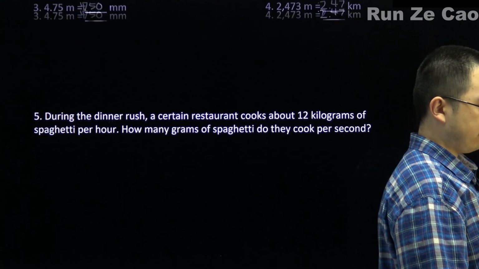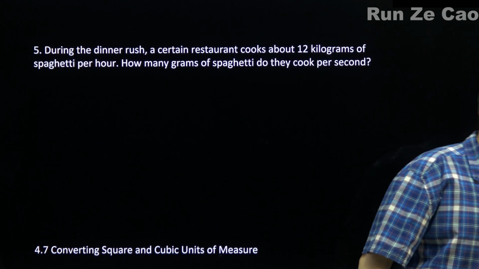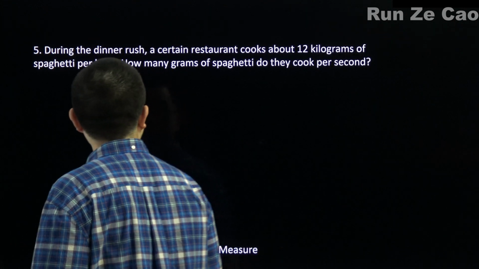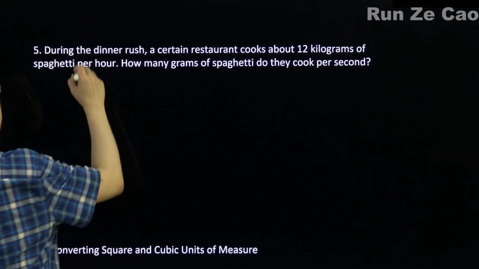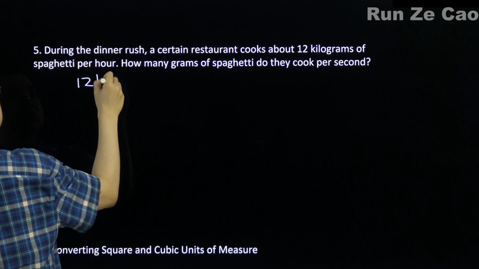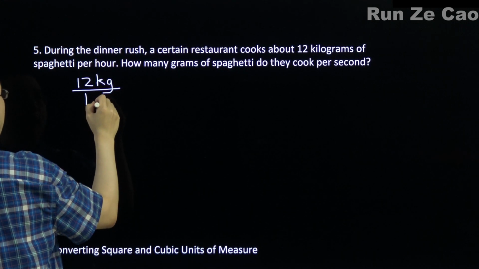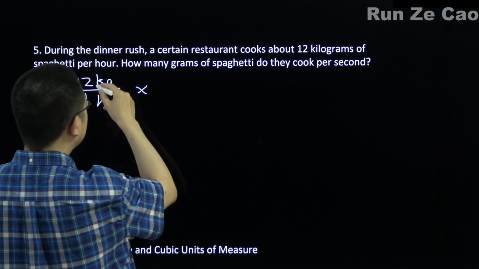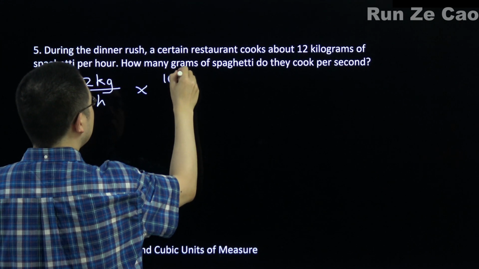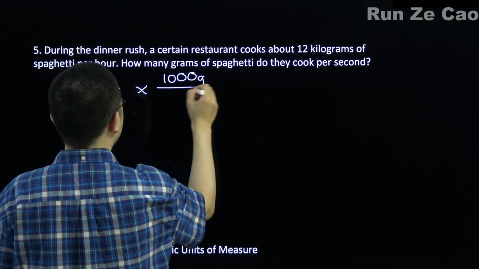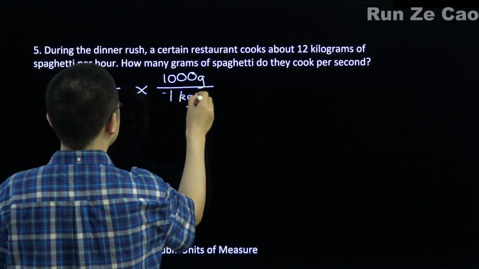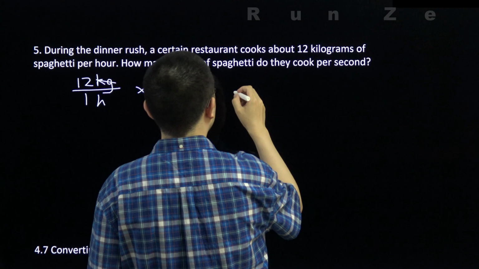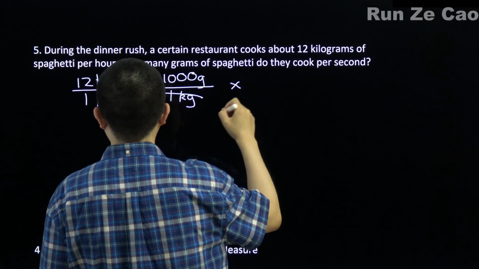Okay, let's say we have a restaurant. During the dinner rush, they cooked about 12 kilograms of spaghetti per hour. How many grams of spaghetti do they cook per second? Well, 12 kg per 1 hour multiplied by, first we need to convert the kilograms to grams, so 1,000 grams per 1 kilogram. So these units cancel. And then we need to convert hours to seconds.